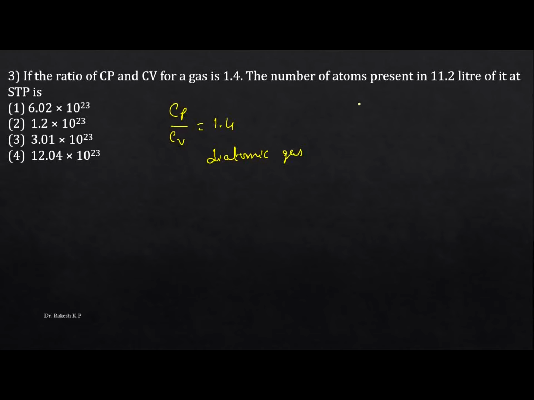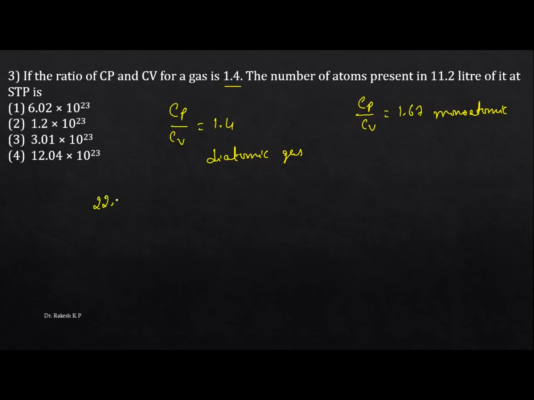Okay, if the ratio of Cp divided by Cv has a value of 1.67, it is a monoatomic gas. So this is a concept you have to remember here. But from this information we got that it is a diatomic gas. Okay, so according to this, it is a diatomic gas here.